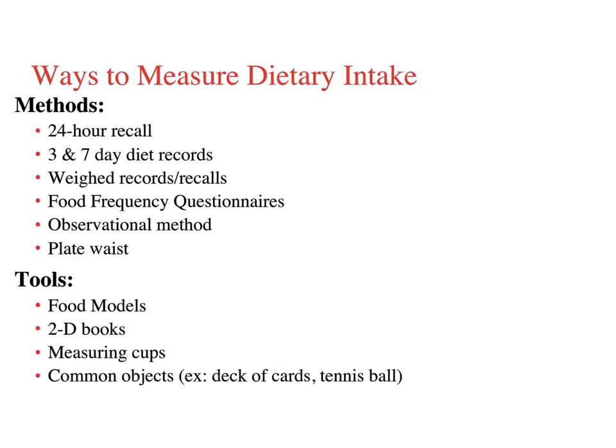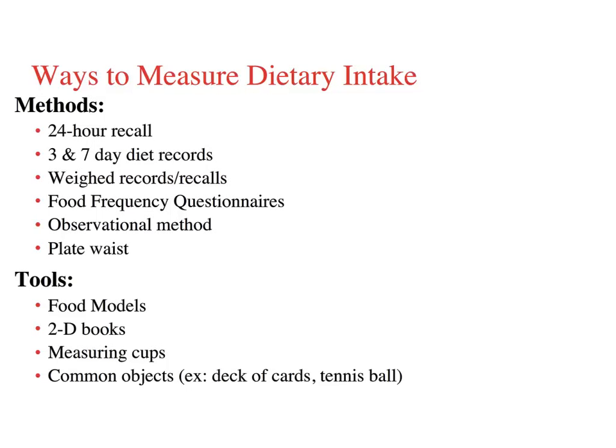So in research, particularly obesity-related research, we need to have good ways to measure dietary intake. And unfortunately, there's not a lot of objective ways. The methods that we often use are called the 24-hour recall, which is probably becoming more and more the gold standard, 3 or 7 day diet records, weighed records or recalls. This is where the participants take home a scale and actually weigh their food and record it. Food frequency questionnaires, and there's a whole bunch of different ones out there, and this is basically asking what you ate and how much of it you ate over the past week or month, or there's one that's actually over the past year.